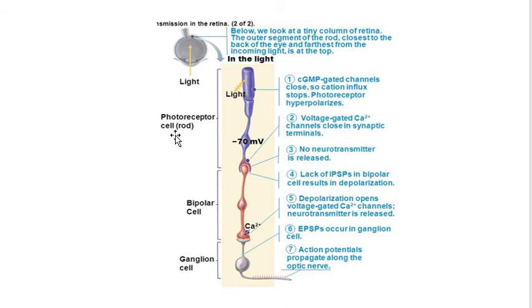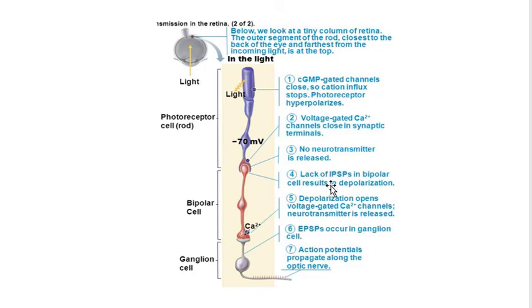In the light, however, the cGMP-gated channels close, and so the cation influx stops. So you have a hyperpolarization that goes on in the photoreceptor, in this case a rod. The voltage-gated calcium channels close in the synaptic terminals, and there's reduced neurotransmitter released onto the bipolar cells. I like saying reduced instead of no, because no is very absolute.